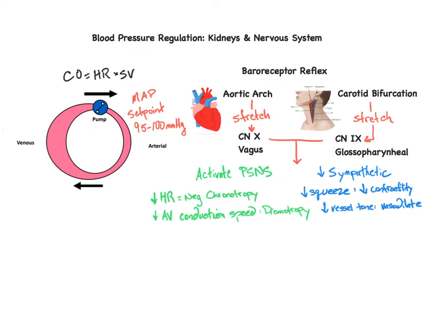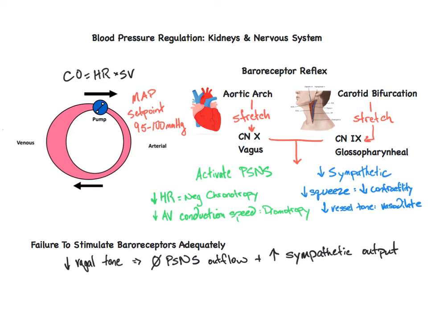However, if these baroreceptors are not adequately stimulated, then the body senses a drop in the cardiac output. The pre-existing stimulus that was coming from cranial nerves 9 and 10 is decreased. This is called a drop in the vagal tone. This reflex also increases the sympathetic output to the heart and vessels.